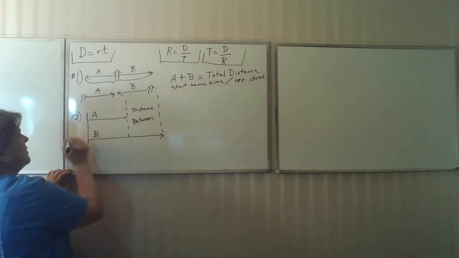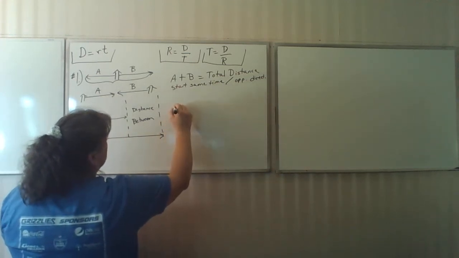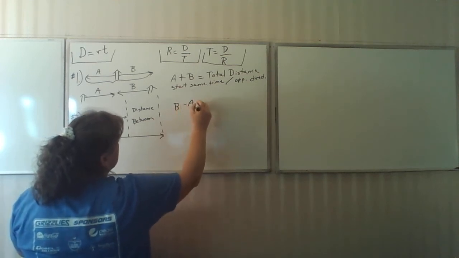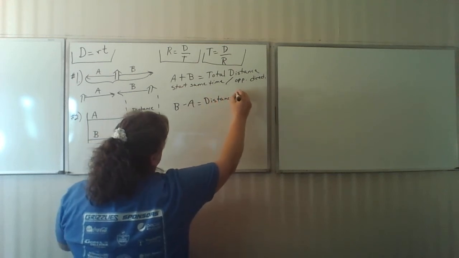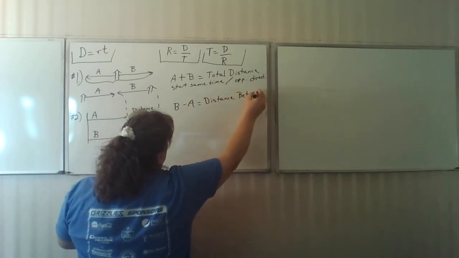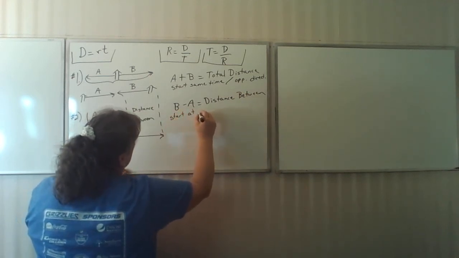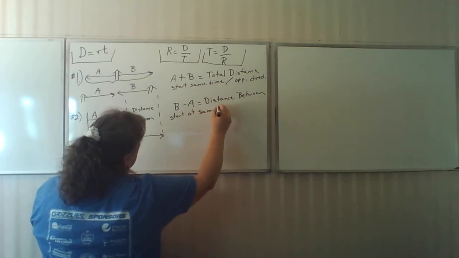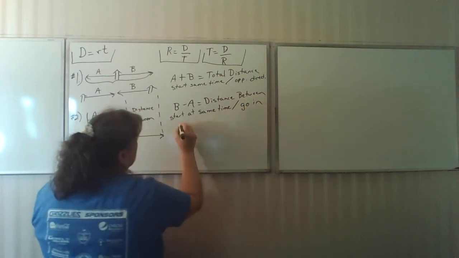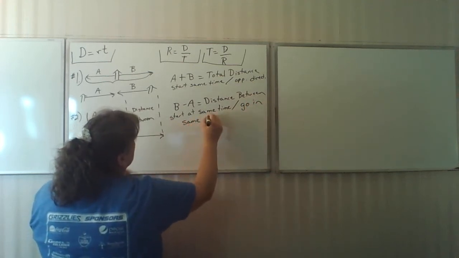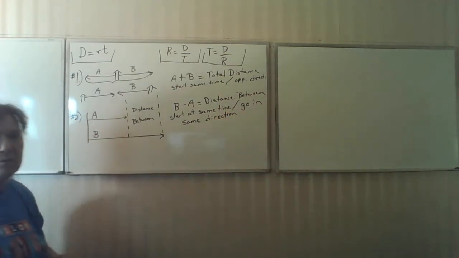And this one also, they start at the same time. So we have the distance of B minus the distance of A is equal to my distance between. And they start at the same time. And they go in the same direction. So these are key points for being able to decide what's happening with these problems.